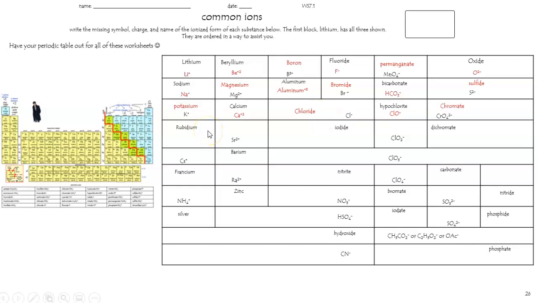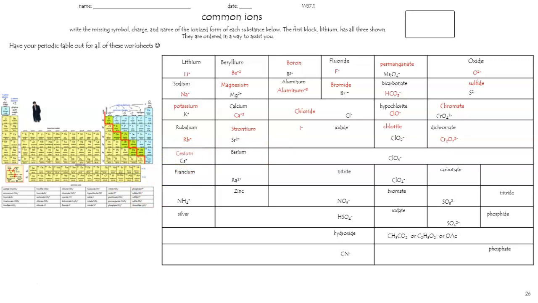Rubidium, group 1, Rb+. Sr2+, that must be strontium dication. The last stable halogen is from iodine, I-. 2 oxygens on that chlorite. Now we're up to chlorite rather than hypochlorite. Dichromate, Cr2O7 2-.